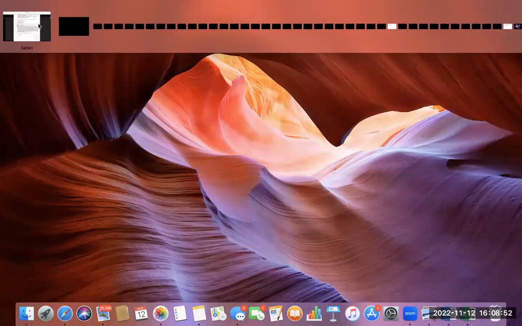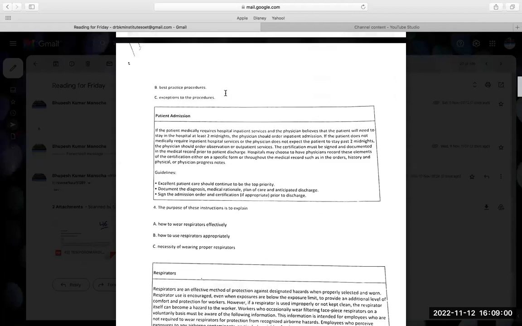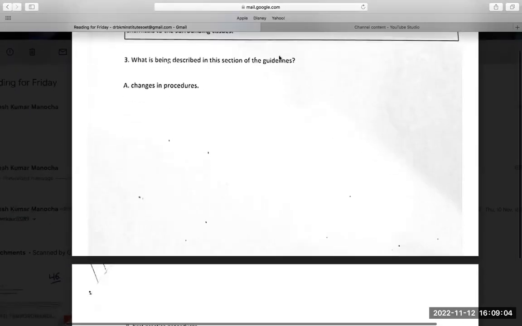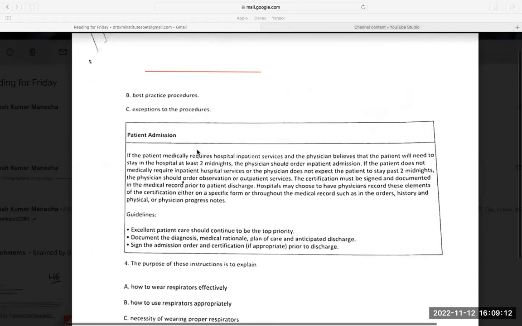And now taking on to the question itself, question number 3 that we want to discuss, and question number 4. So I'm just going to go through these questions. Question number 3 says, what is being described in the section of guidelines? So always read the question first. What is being described in the section of guidelines? So I have read the question. I'm just going to go to the paragraph now. After that, go to the paragraph.